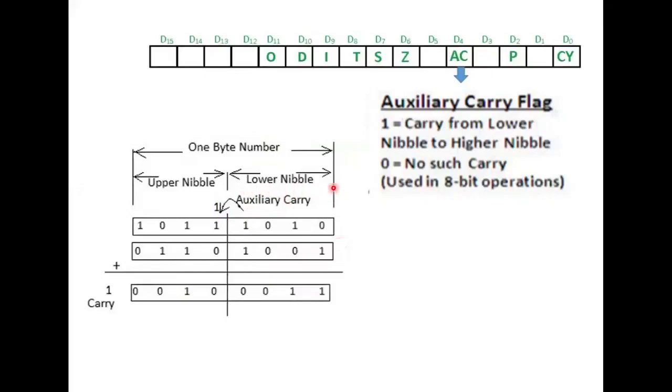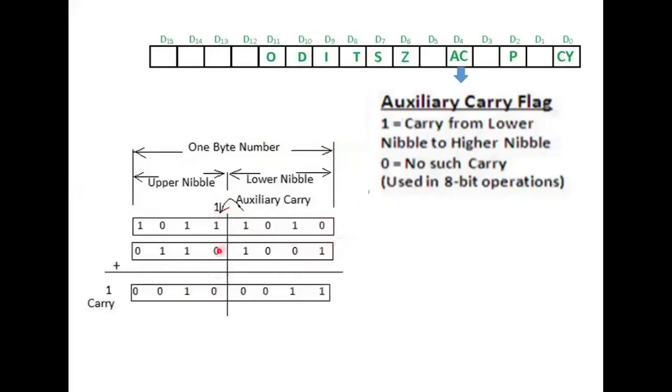After the lower nibble addition, if any carry comes, then this flag will set. If no carry comes, then this flag will reset. What is the difference between carry flag and auxiliary carry flag? Auxiliary carry flag will indicate whether any carry is generated after the lower nibble. But the carry flag will indicate after the entire 8-bit addition, if any carry is generated, 1 or 0, whether carry is generated or not. But auxiliary will indicate after the lower 4 bits addition, right? I hope you understand what is auxiliary carry.